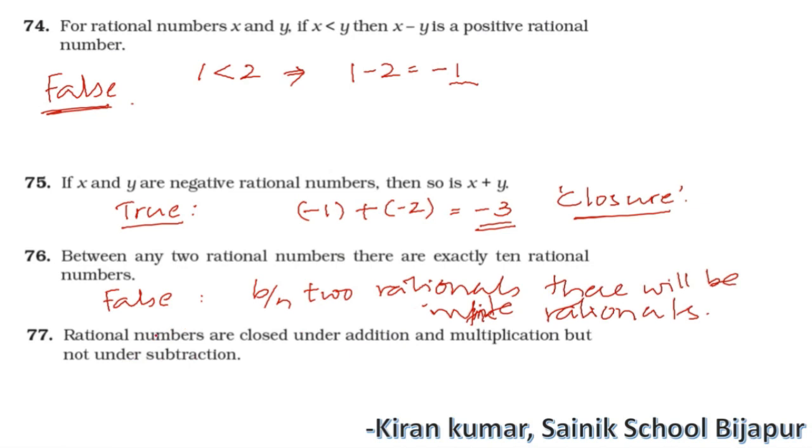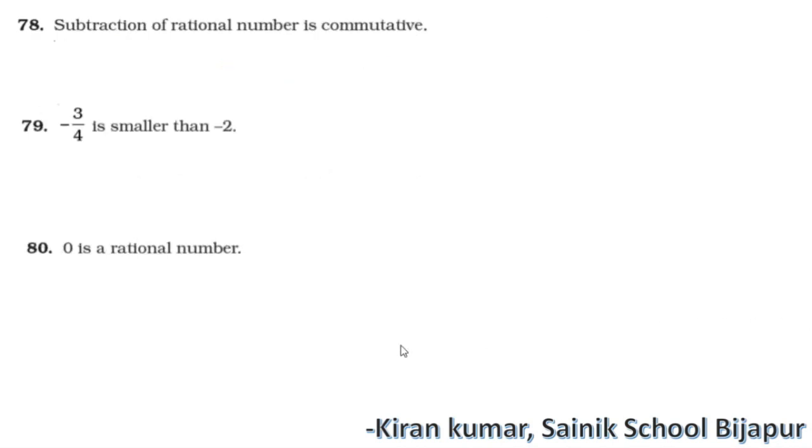Statement number 77. Rational numbers are closed under addition and multiplication, but not under subtraction. This statement is false. Under subtraction also they will be closed. Statement number 78. Subtraction of rational numbers is commutative. This statement is a false statement because the difference a minus b is not the same as b minus a.